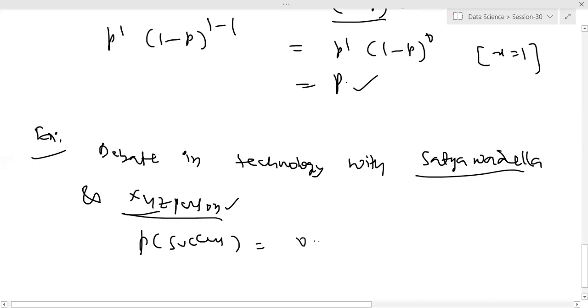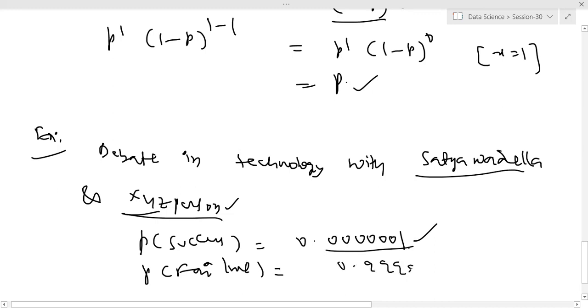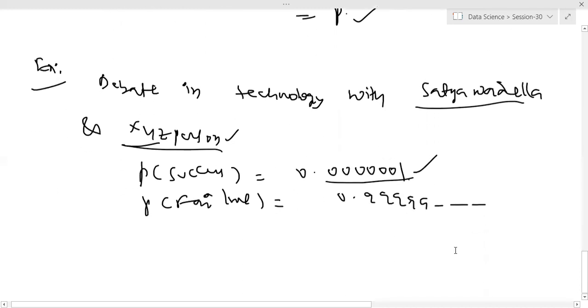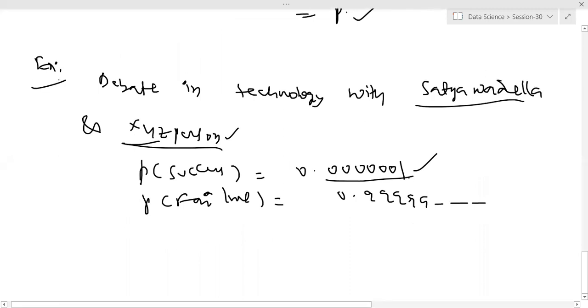0. Okay, so very low, maybe 0 also. And if I'm talking about the probability of failure, maybe 0.999, like that it goes on. So what is your understanding from this? This is definitely a best example for the Bernoulli.